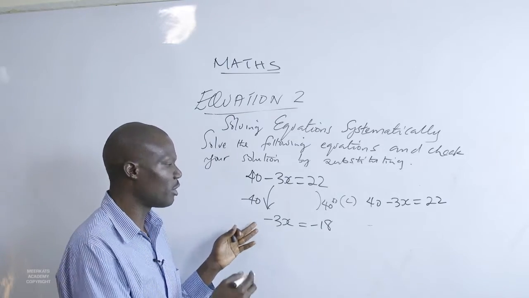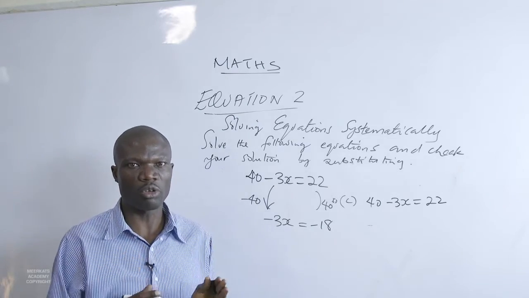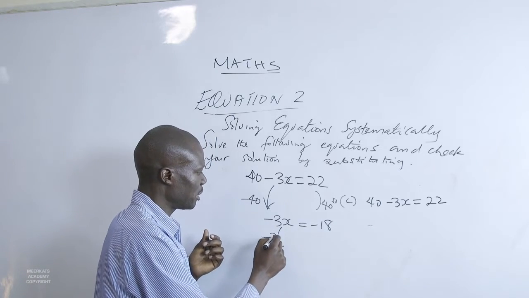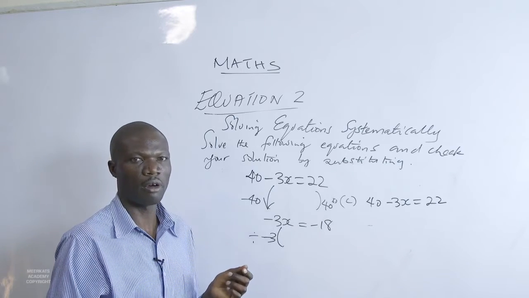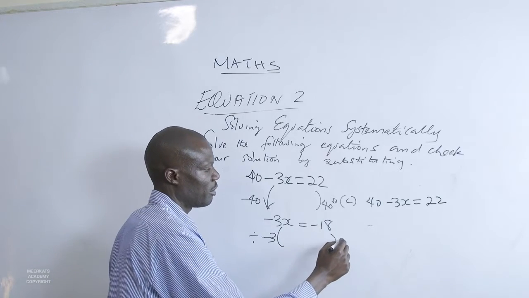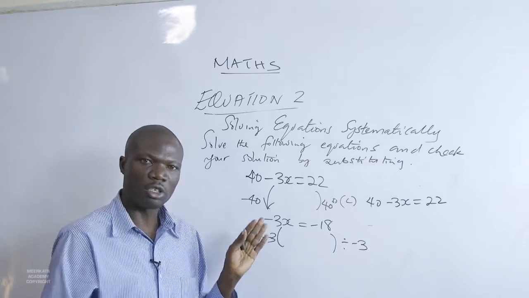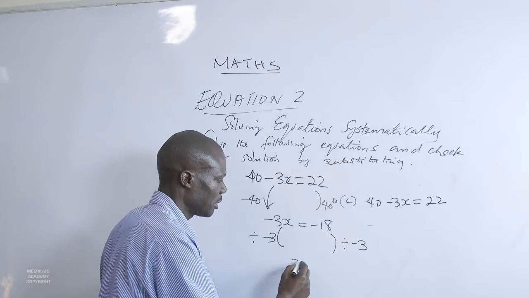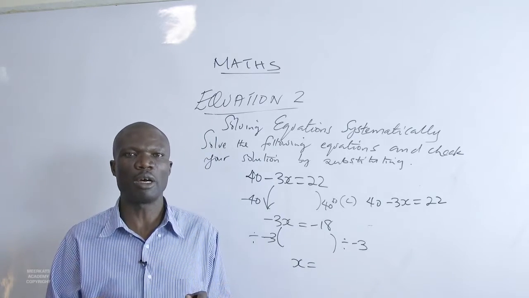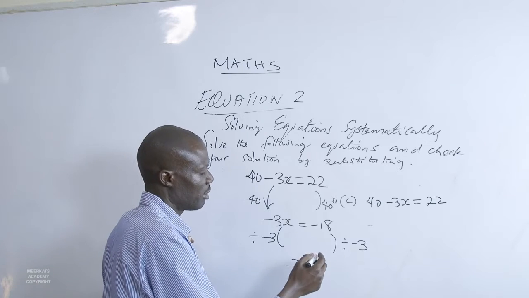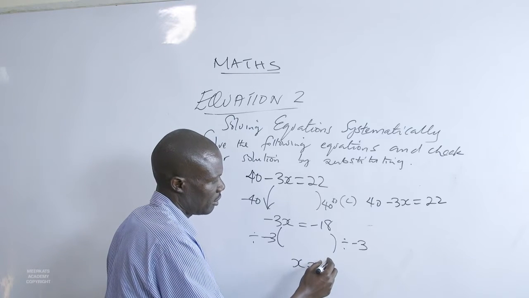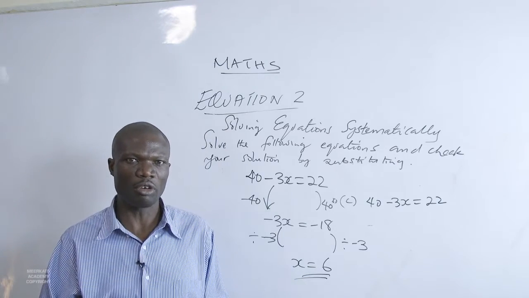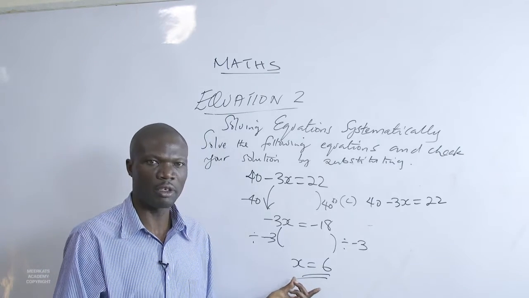Then we have minus 3x, but the solution we are looking for is the value of x. So we divide by minus 3 on the left, and on the right again we divide by minus 3. So minus 3x divided by minus 3 is x, and minus 18 divided by minus 3 will give us positive 6. So you find that the value of x here is positive 6.